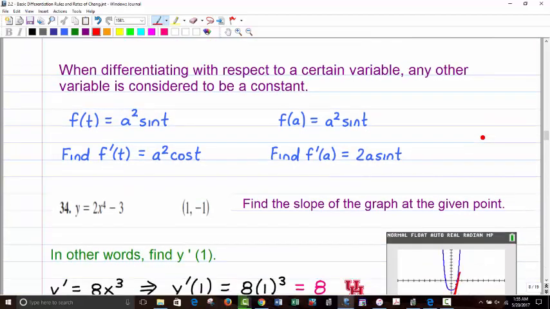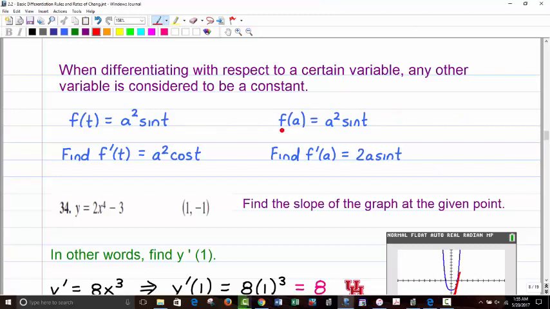Now this is kind of an interesting little problem, just to get used to when you're talking about taking the derivative with respect to a certain variable. When you're taking the derivative with respect to a variable, that means any other variable is behaving as if it was a constant, meaning it's acting like a number. So I took this same function, a squared sine of t, and then I said, okay, let's take the derivative. F prime of t means you're taking the derivative of this function with respect to t. That means t is your variable and a is a constant. So that means the a squared would sit there. You take the derivative of sine of t, which makes cosine of t.